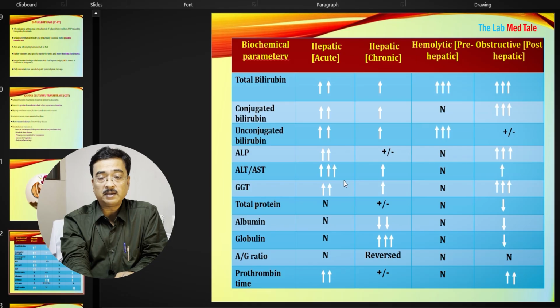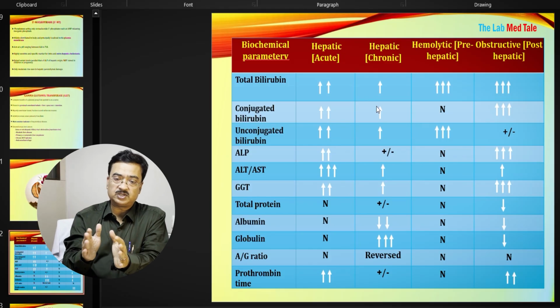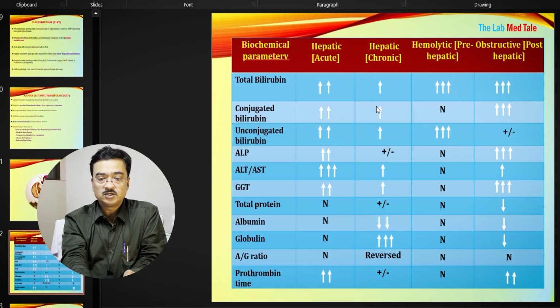Similarly, in chronic hepatitis, HCV or other infections, when there is chronic hepatitis inflammation going on for a long time, you will get raised ALP and AST, but sometimes you may get an ALT-AST ratio more or less around 1, but both are increased. But what you will get here, very importantly, is albumin reduced and globulin high, leading to a reversed AG ratio.